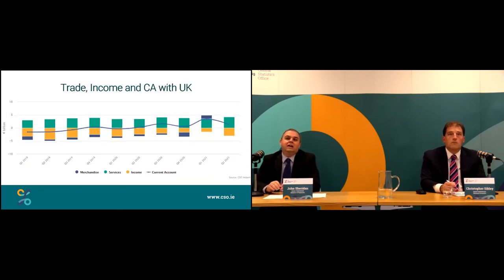So now looking at our trade income and our current account with the UK, we can see that the trade balance with the UK has increased by 1.6 billion and net income outflows have increased by 531 million compared with the second quarter of 2020. And this continues the positive merchandise trade balance with the UK that we saw last quarter. The result is a current account surplus of 1.3 billion in the second quarter of 2021, which is up 1 billion from the surplus of 219 million in the second quarter of 2020.